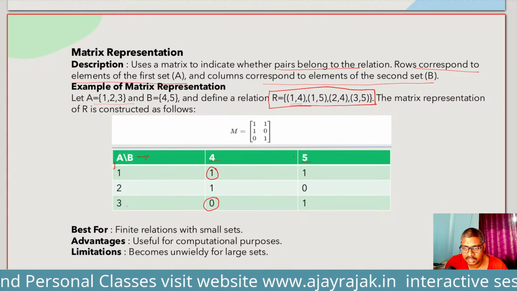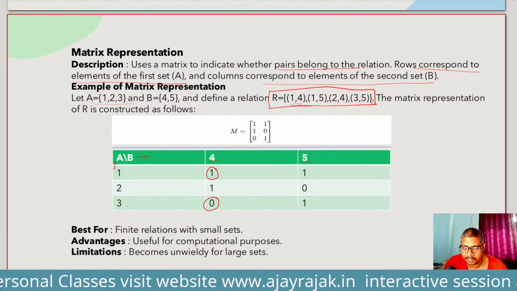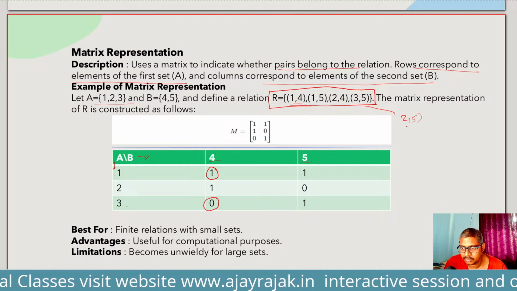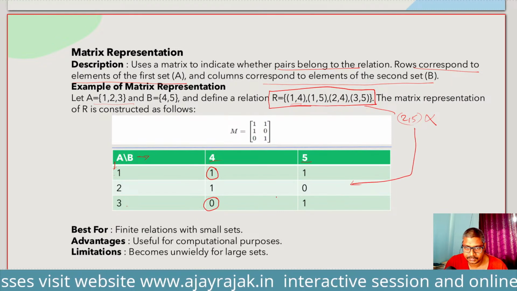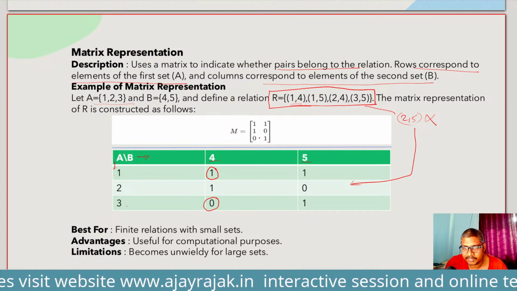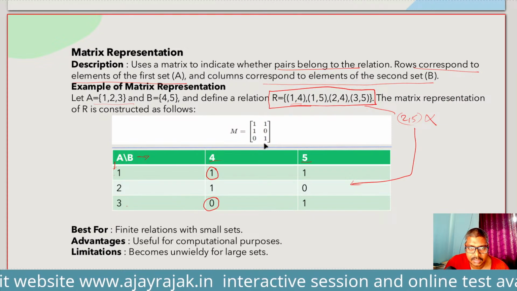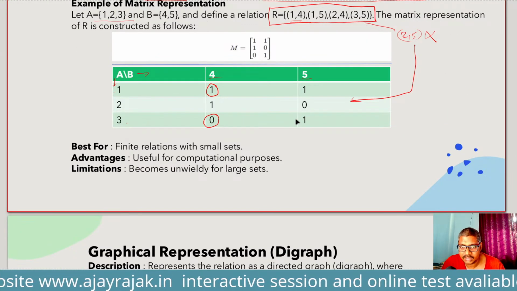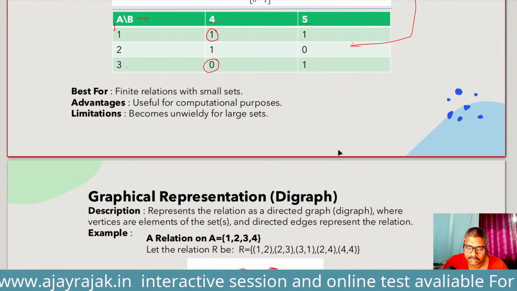because they do not have any relation. Same with the 5: 1 is related to 5, 3 is related to 5, but 2 is not related to 5 in this relation. So we will represent here 0, and we will collect it in a matrix format: 1 1 0 1 0 1. So this is the relation matrix for the relation. So it's good for finite relations and small sets, useful for computational purposes, not widely for larger sets.